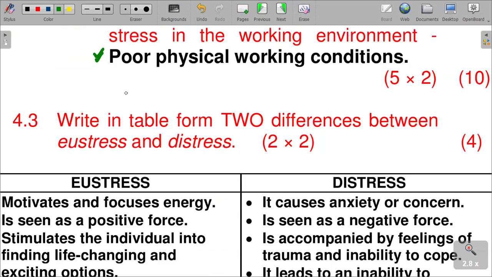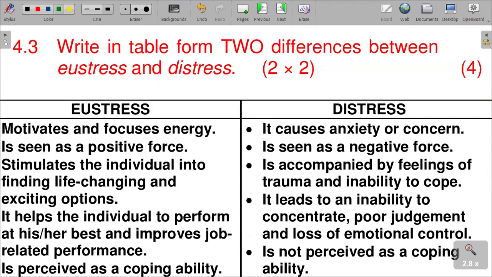And then write down two differences between eustress and distress. I've given them like this, eustress and distress. Number one: eustress motivates and focuses energy, while distress causes anxiety and concern.